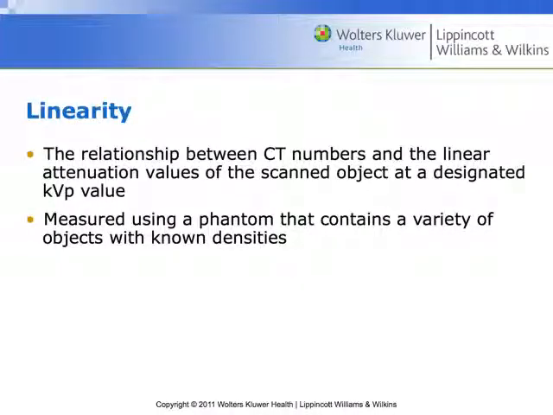So this is going to be the relationship between CT numbers and the linear attenuation values of the scanned object. So we can actually use a phantom and we know specifically what its linear attenuation value is. So we know specifically what the Hounsfield units should be measured at that place. We can put a series of different kinds of linear attenuation values within the phantom, scan that, and then look at our Hounsfield units on our scanner. How close were we to what those objects actually are?